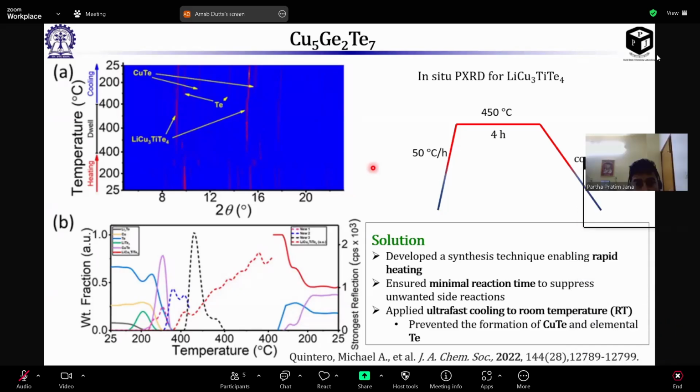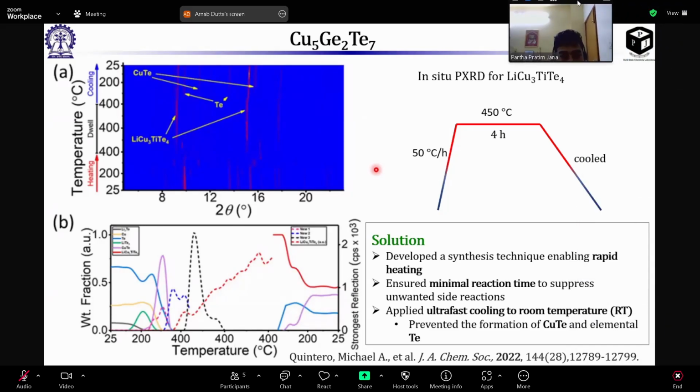So I think I will just add Kedar, because that is the common phenomenon in many systems. Actually, if you allow it to cool down slowly, then these binary phases are a very stable compound. Actually, it forms along with the main phase. Also at 450 degrees centigrade there is a eutectic point of copper telluride, so there is also a chance of forming copper telluride near the 450 degrees centigrade temperature.